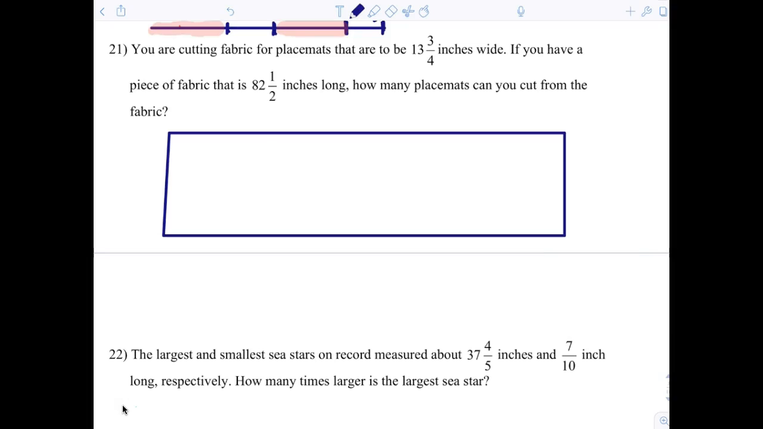So, for example, I have 82.5, right? But I want to cut it so I get 13 3/4. Now that's my first what? Placemat. Now I'm going to cut it right here. That's how much? 13 3/4. I'm going to cut it again, and that's what? 13 3/4. Now, what am I doing to the 82 1/2? I'm dividing it up.